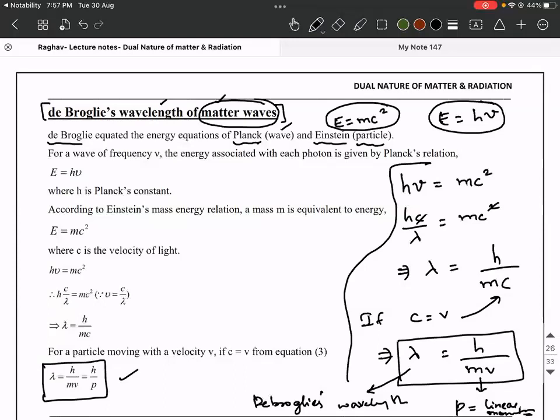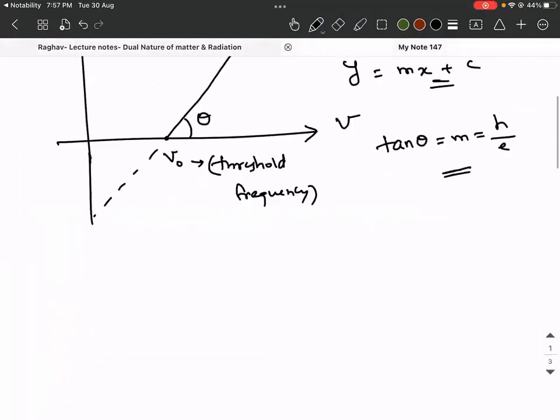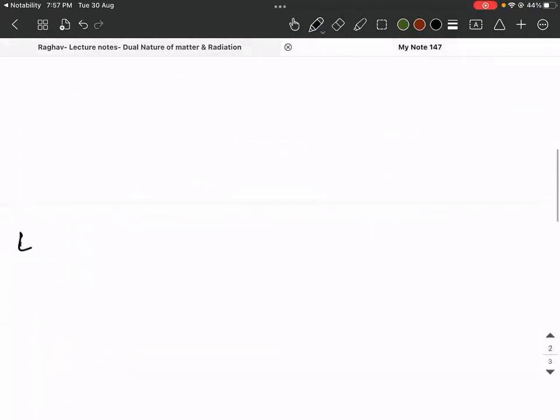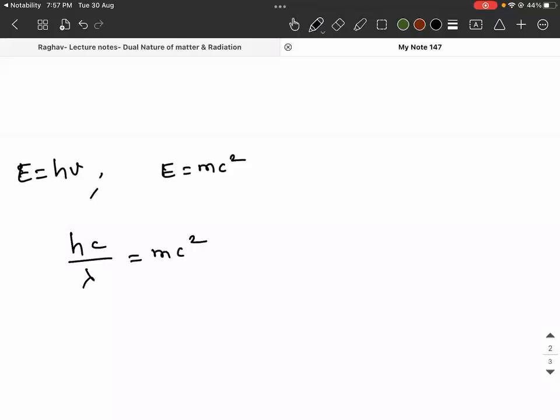What does Planck's equation tell you? Energy of each photon is h nu, and he combined it with Einstein's mass-energy equivalence relationship, which is E equal to mc square. So when you equate both, hc by lambda equals mc square. C and c will get cancelled, which implies lambda is equal to h divided by m into c.